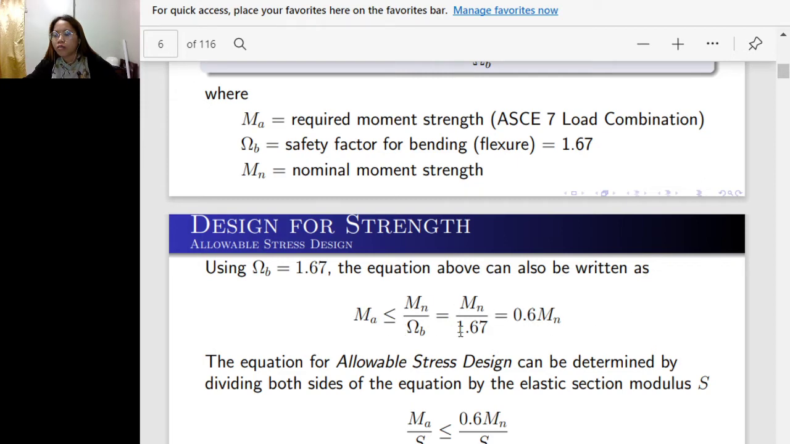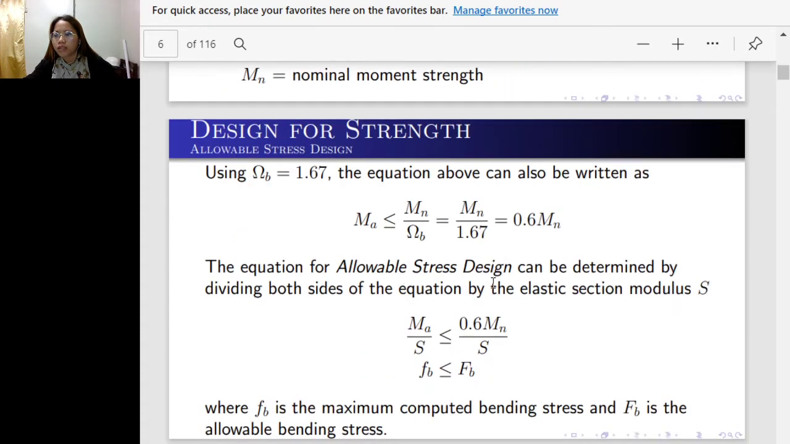0.6 times the nominal moment strength. The equation for allowable stress design can be determined by dividing both sides of the equation by the elastic section modulus S. We will discuss later how we will define S.